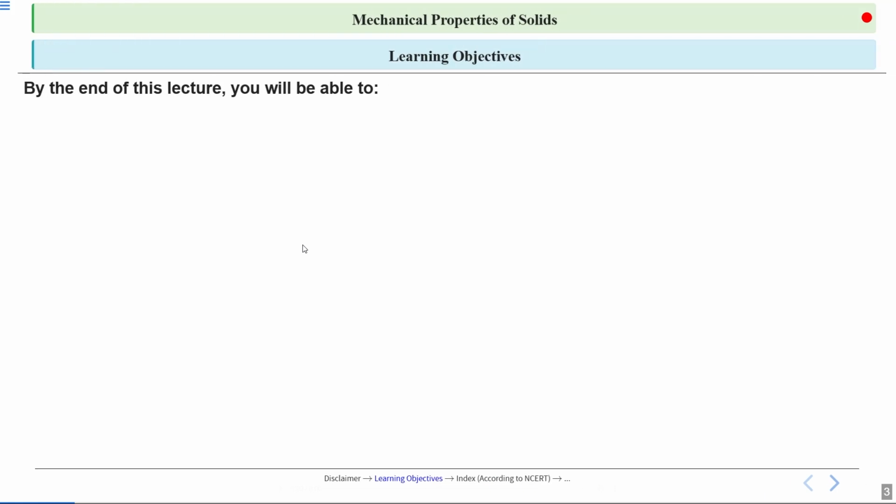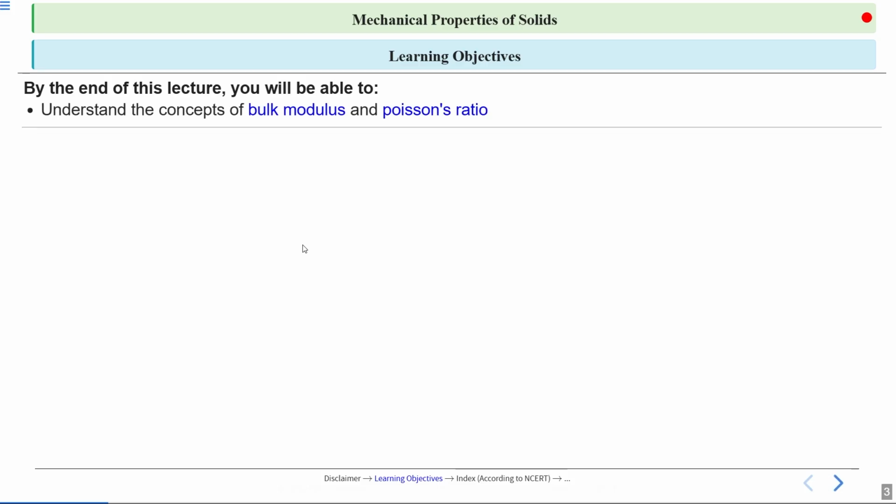Learning objectives. By the end of this lecture, you will be able to understand the concepts of bulk modulus and Poisson's ratio.